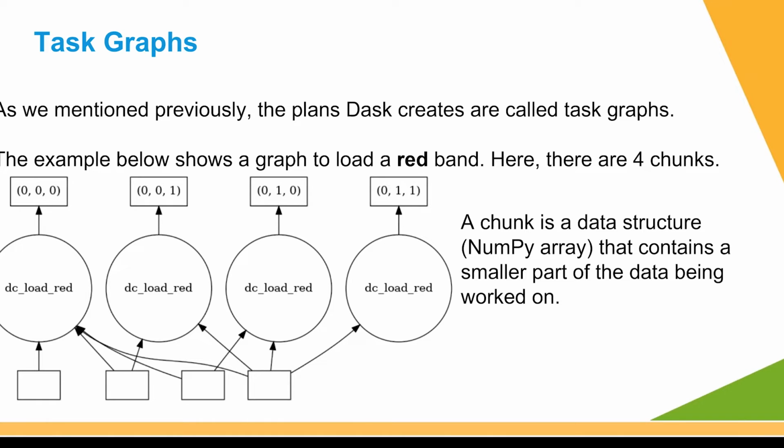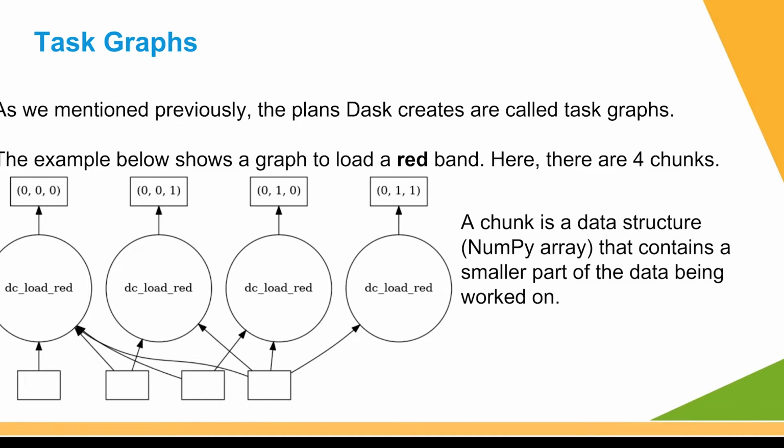So a chunk is a data structure. Specifically, it's called a NumPy array that contains a smaller part of the data being worked on. So without Dask, normally we have NumPy array. The whole thing is a NumPy array. Every data array, every data variable, like red, green, blue, it's a NumPy array. X-array manages them. But in this case, the only difference is that we're using Dask to create chunks of these NumPy arrays.